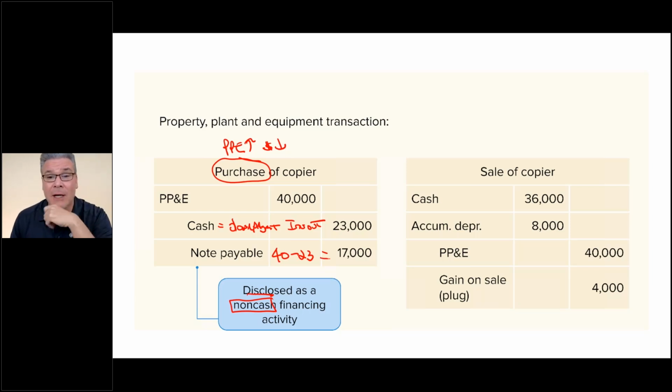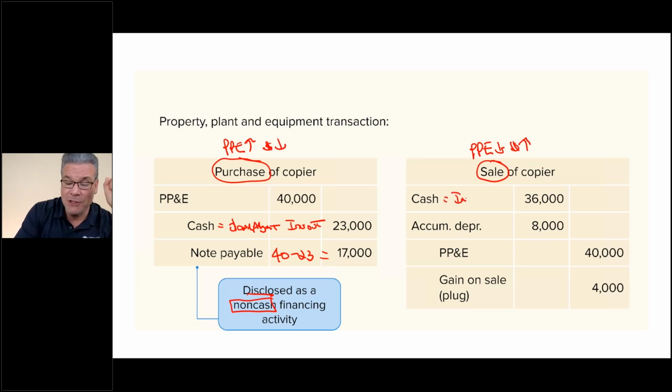There's your plug figure. The sale of the copier, when you sell it, your PP&E goes down, but our cash goes up. This is cash received, our selling price, investing inflow. That's our selling price of 36. How do we get rid of accumulated depreciation? With a debit. It's a contra asset. All righty. How do we get rid of PP&E? With a credit, 40. Gain on sale is our plug figure.